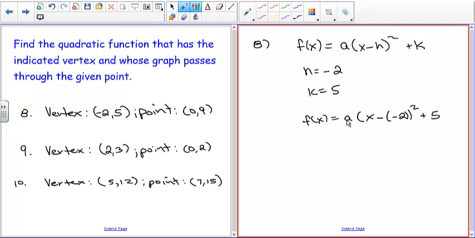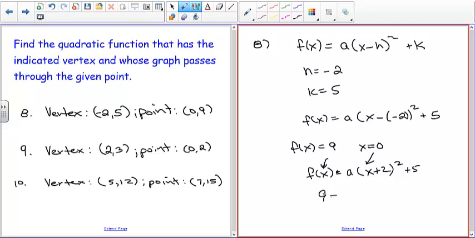So we need to figure out what a is. Well, f of x is equal to 5, and x is equal to negative 2. So these two things are defined by the point, which I wrote that down wrong. That's the vertex. So that's not going to help us out any. Okay, so we use this point. So x is 0, f of x is 9. So you plug that in. Before we do that, let's get rid of this double negative. So x plus 2 squared plus 5. Okay, so now we're going to plug in 0 for x and 9 for f of x.